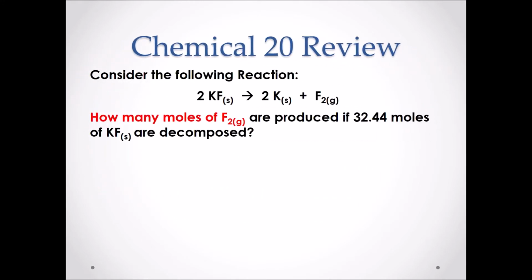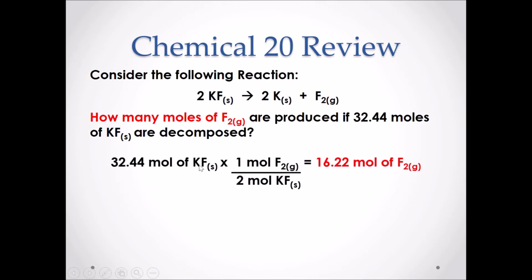In our next example, we are given a chemical equation. How many moles of F2 are produced if 32.44 moles of KF are decomposed? Pause the video and attempt this example. We have to convert moles of one substance to moles of another. Therefore, we must use the molar ratio in the chemical equation. We must use stoichiometry.